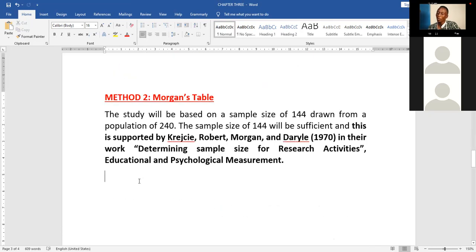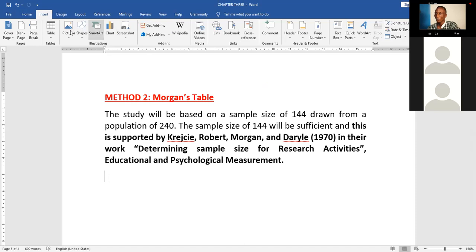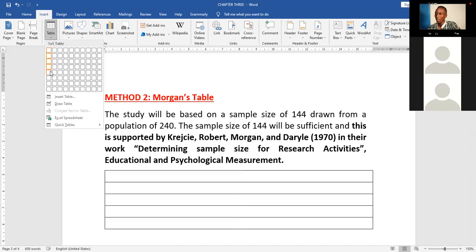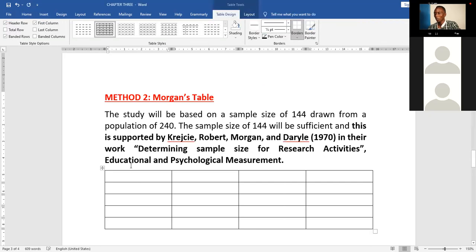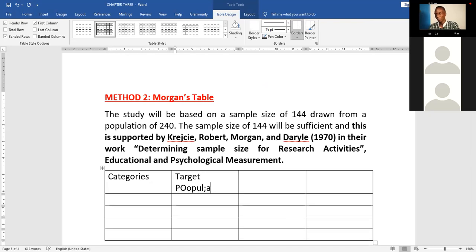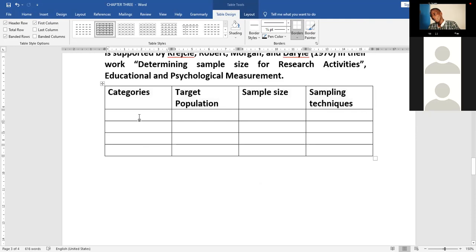After that, we are going to draw a small table and indicate all these items. We're going to have items, target population, sample size, and sampling techniques. We're going to have categories here, target population here, sample size here, and sampling techniques here. Just do like this.